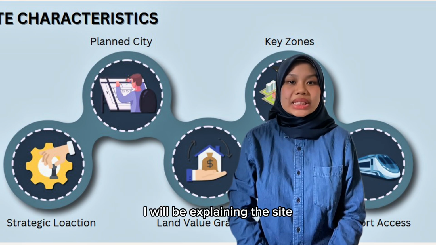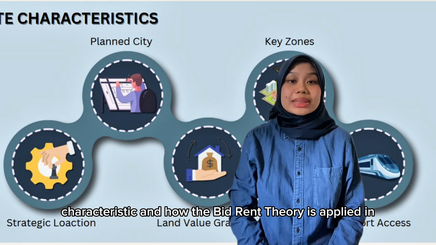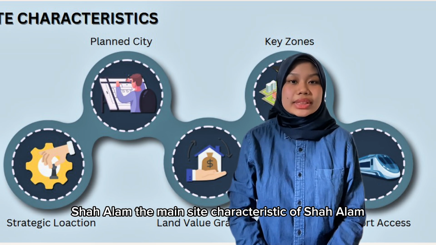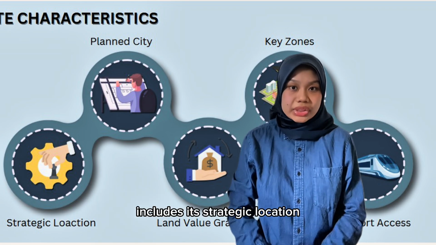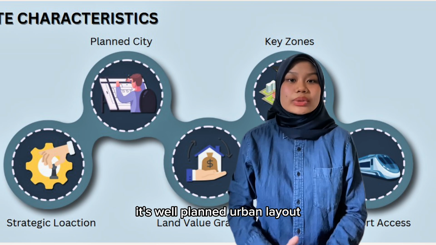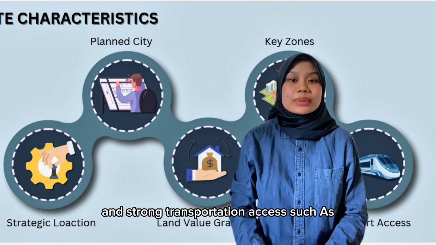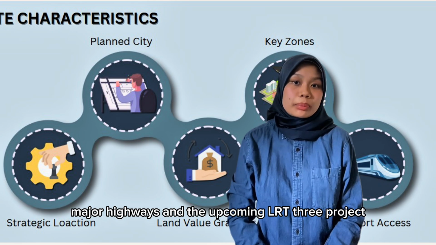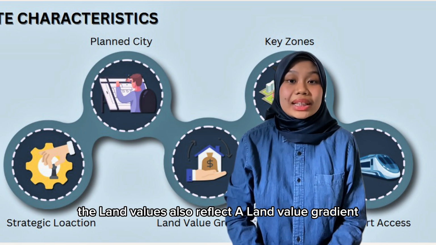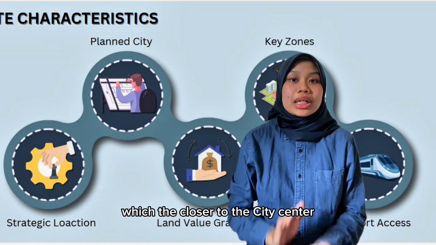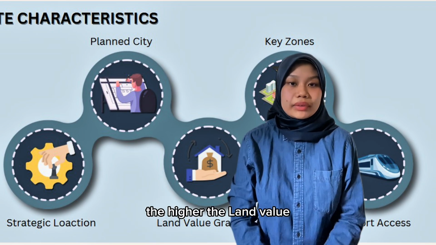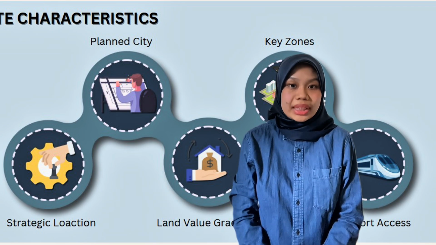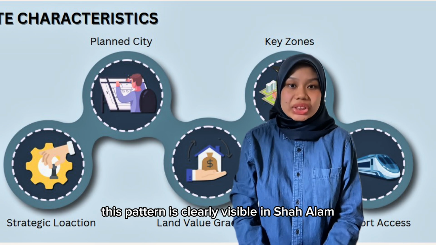I will be explaining the site characteristics and how the bid rent theory is applied in Shah Alam. The main site characteristics of Shah Alam include its strategic location near Kuala Lumpur and Port Klang, its well-planned urban layout and strong transportation access such as major highways and the upcoming LRT3 project. The land values also reflect a land value gradient, which is that the closer to the city centre, the higher the land value. Based on the bid rent theory, this pattern is clearly visible in Shah Alam.